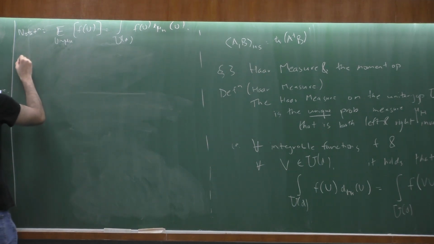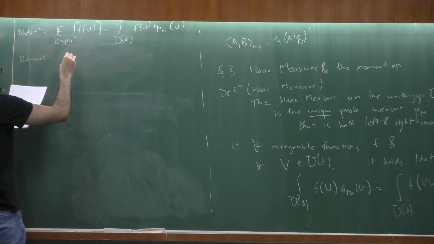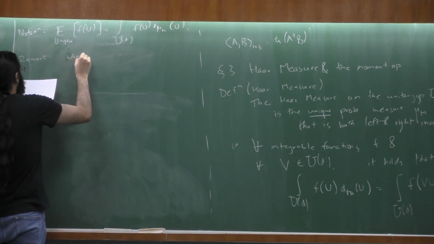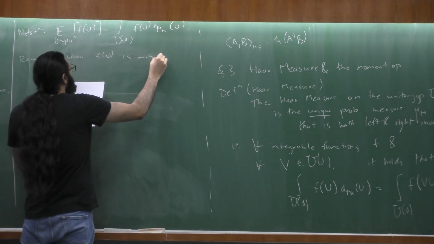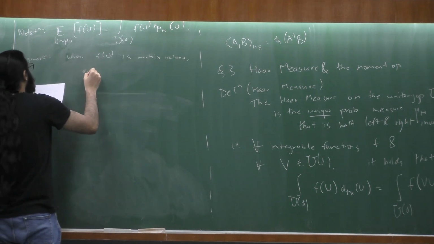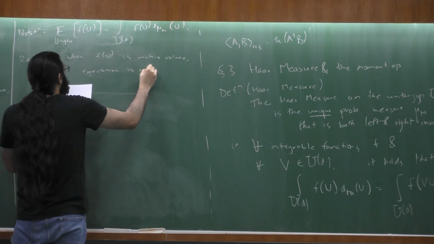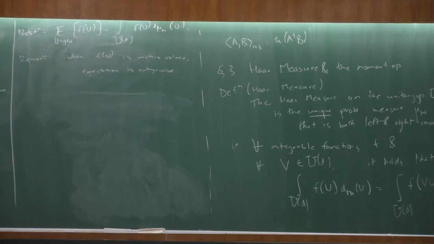And because somebody had asked last time what the range of f is, or the codomain: when f(u) is matrix valued, expectation is entrywise.